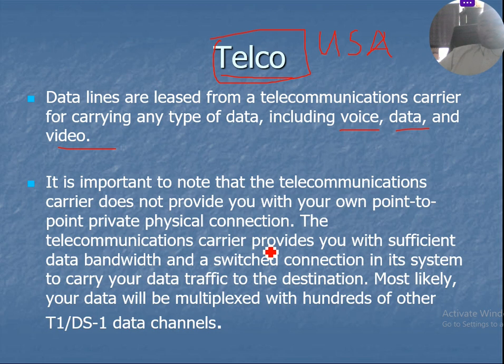Now, also, this telecommunication carrier doesn't provide you with your own point-to-point private physical connection. The carrier provides you with sufficient data bandwidth and a switched connection in its system. So they switch you to a connection and give you bandwidth to carry your data traffic to your destination. They don't give you point-to-point physical connections. Is that okay? To your destination locations.